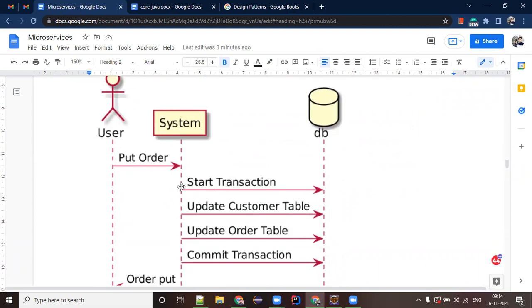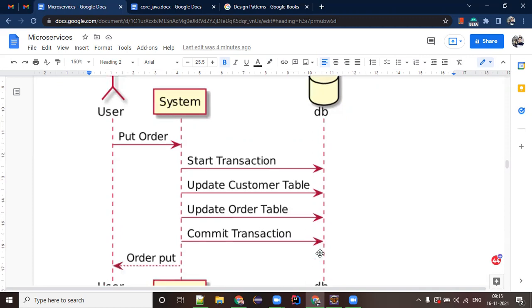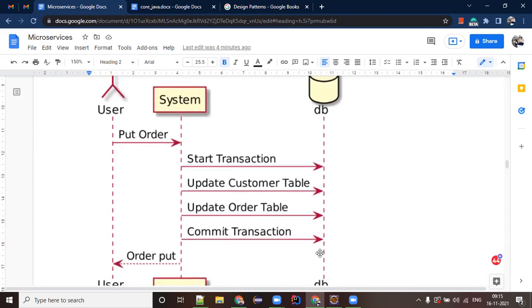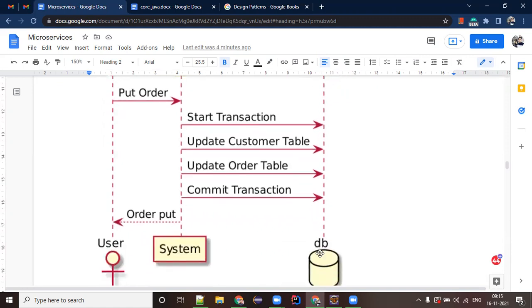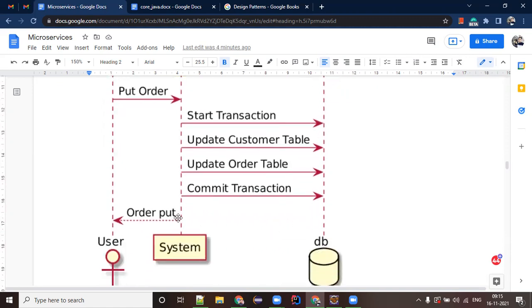You put an order, the transaction is started, and the customer table is updated, because all the order related tables are going to be updated: order table, customer table, all these things. Finally the system is going to make a commit transaction. It means whatever order has been placed, it is a success, and once the transaction is completed, the order confirmation is given to the user, and that's all.